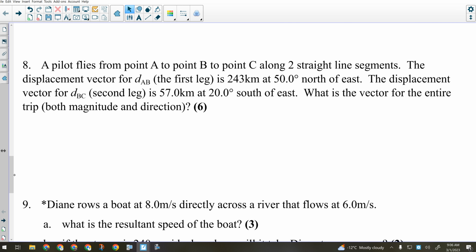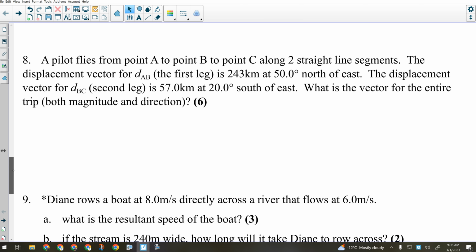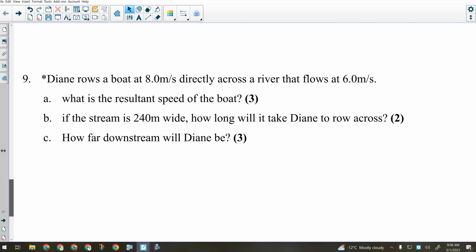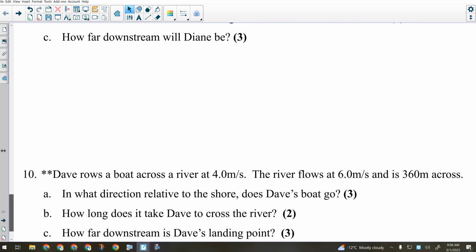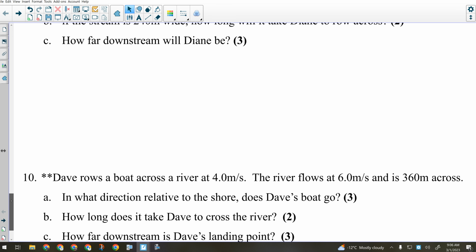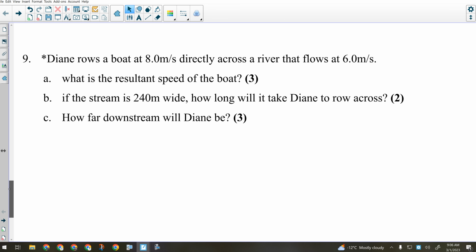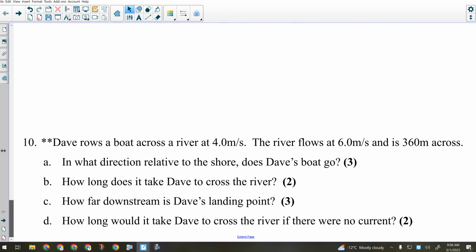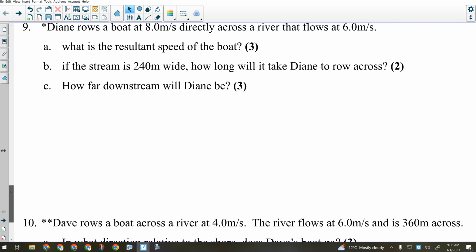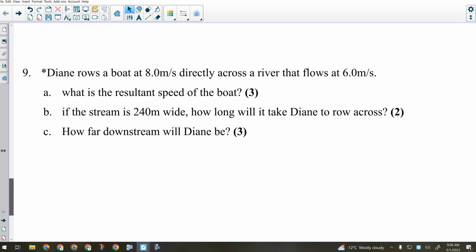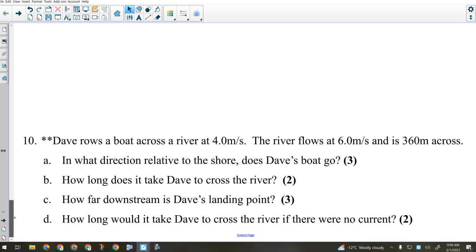And same with number 8. This one has 2 angled vectors, so it takes another jump there. Nine and 10 are boat questions, so think about those. Draw the diagram, and they shouldn't give you too much trouble. I don't know why I put stars beside those. Maybe just to remind me they were boat questions.